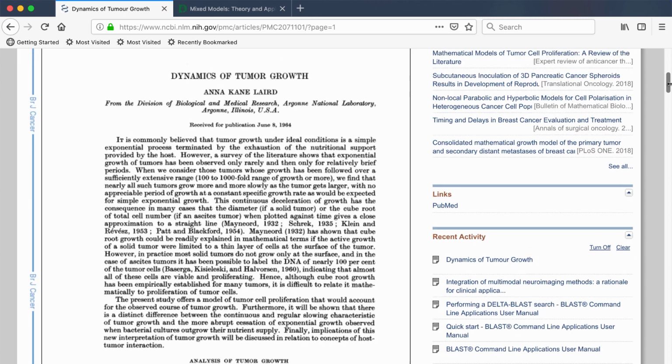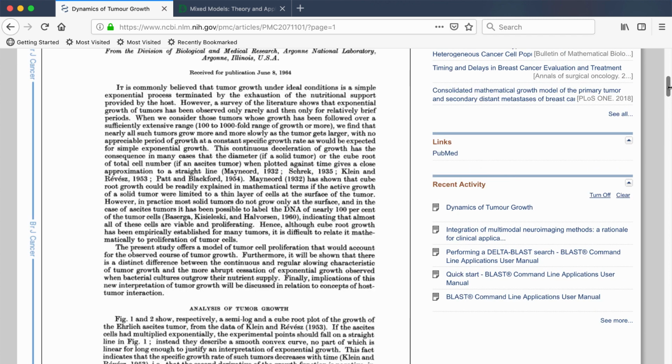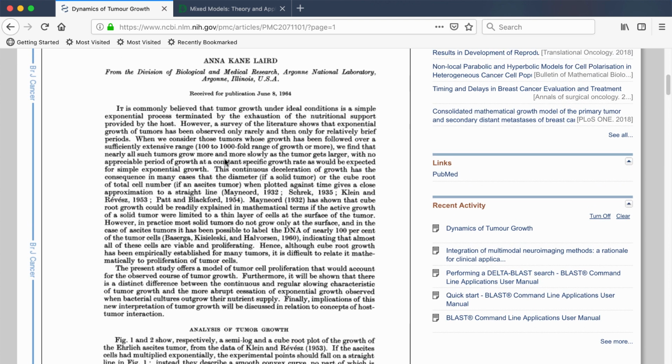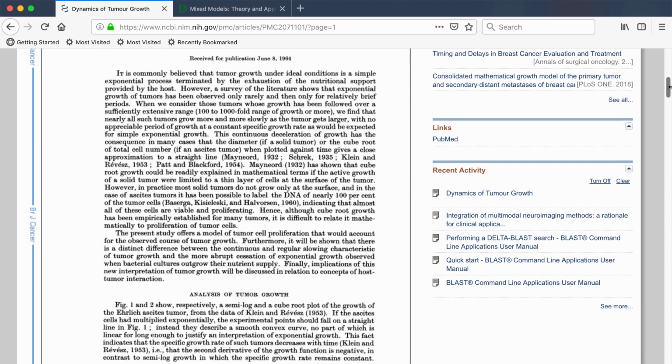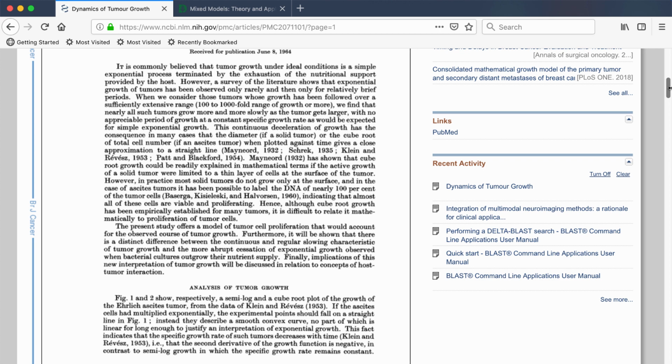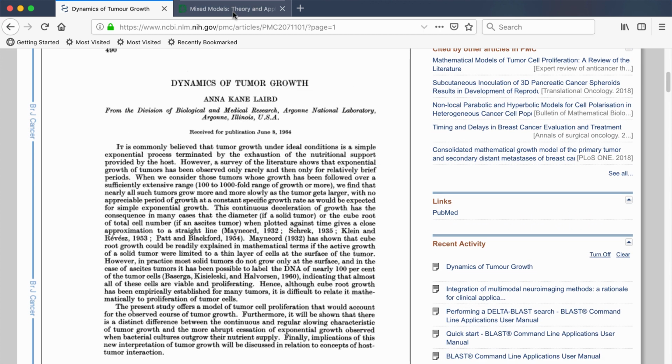Basically, I skimmed through this paper, and it said that tumor cells were initially thought to grow exponentially, maybe with a limit or an asymptote depending on the nutrients that would be available to the cell. But this paper said instead that the growth rate of tumor cells much more closely follows a Gompertz curve.